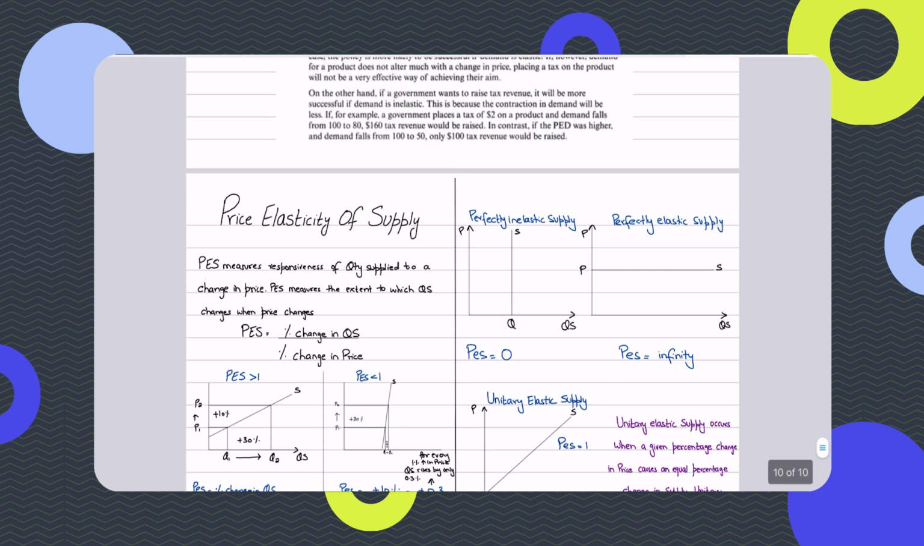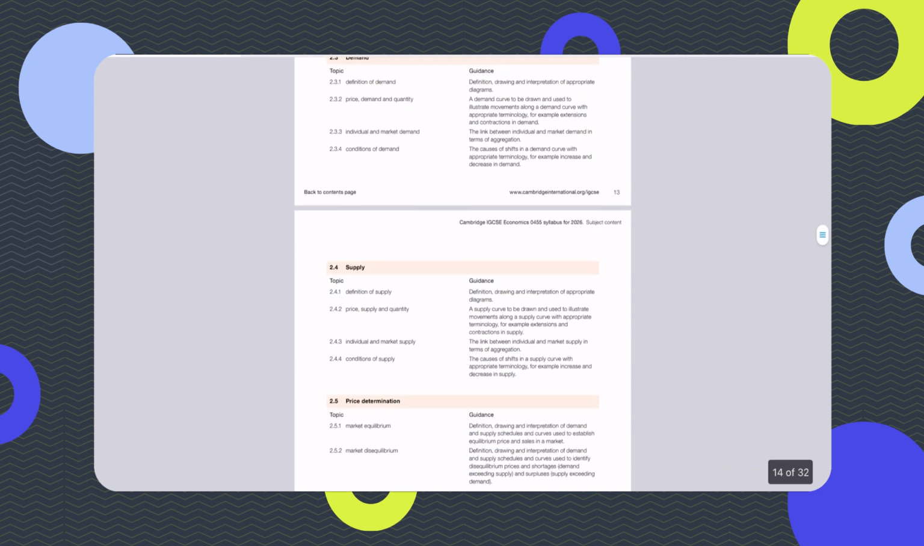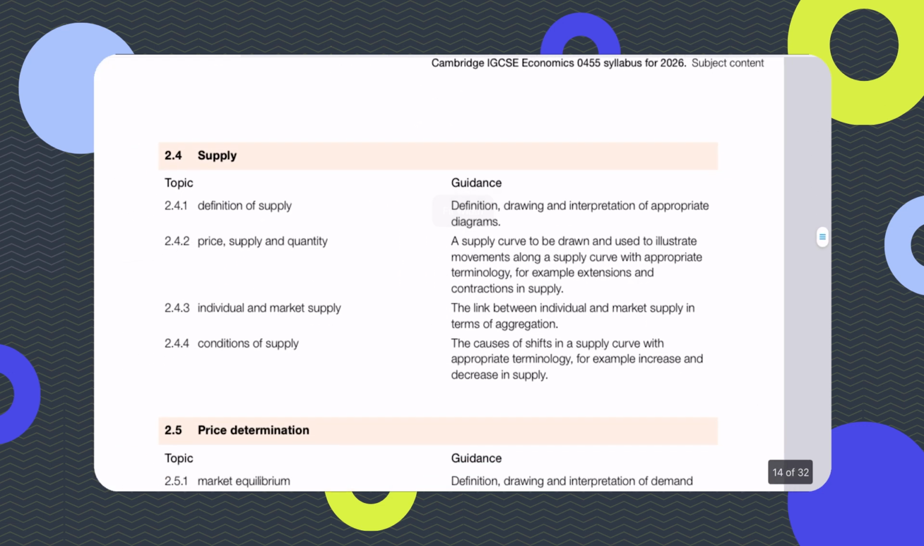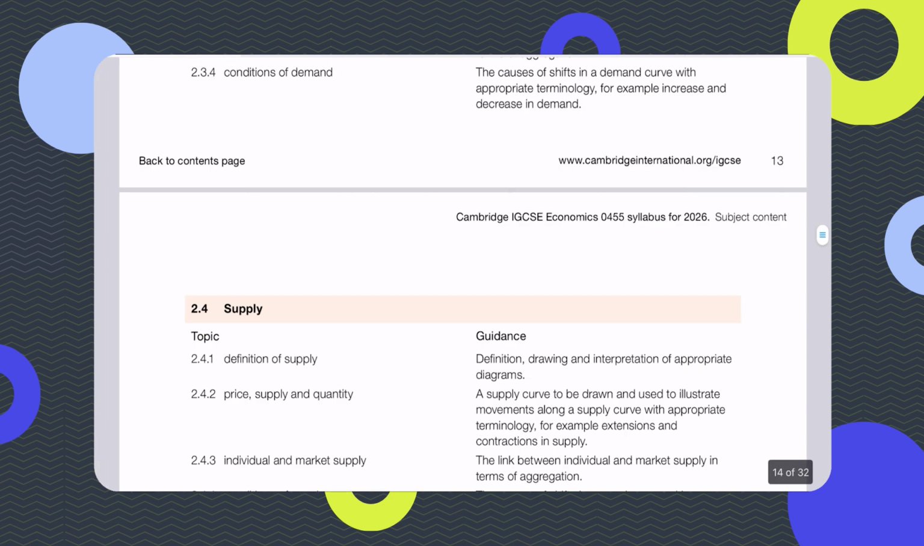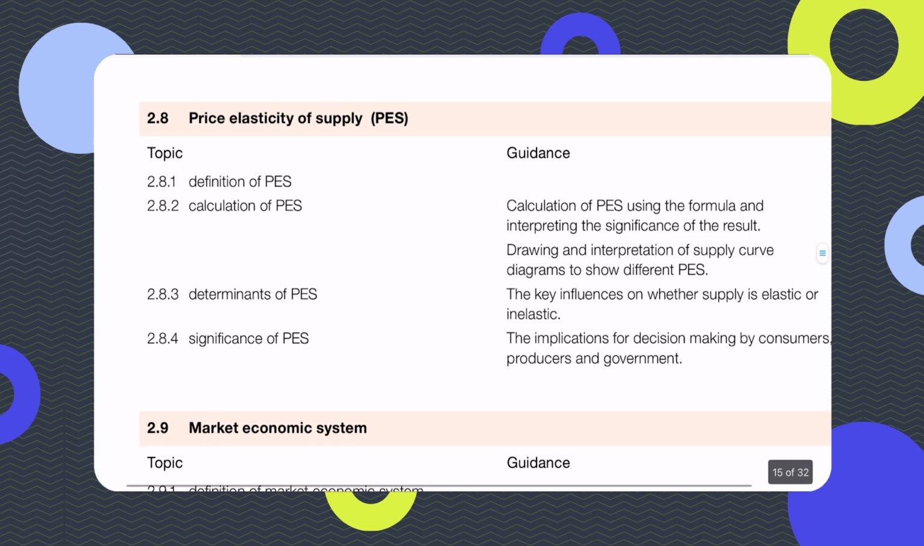Just go through it. Now we have covered PED properly, as you can see. All this part of the course has been covered. PED is done, right? Demand, supply, PED. Where's PED? Yeah, PED is done. We're now moving on to PES, which is 2.8 of your syllabus.